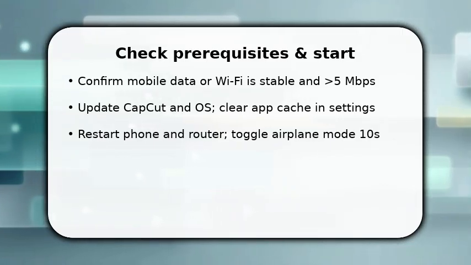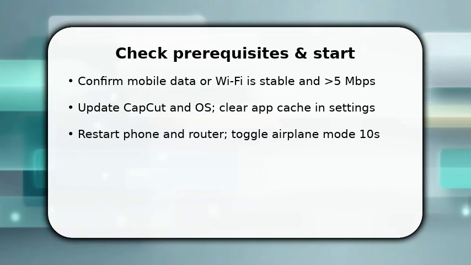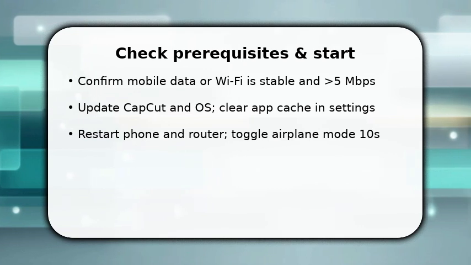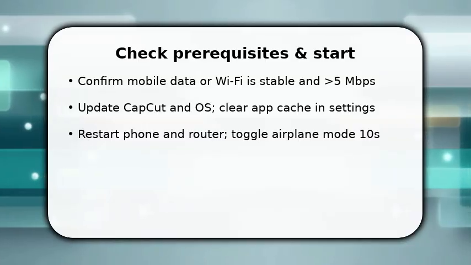Make sure background data is enabled and any VPN or ad blocker is disabled because those often interrupt CapCut's server handshake. After these steps, reopen CapCut and attempt the same action to see if the network error returns.